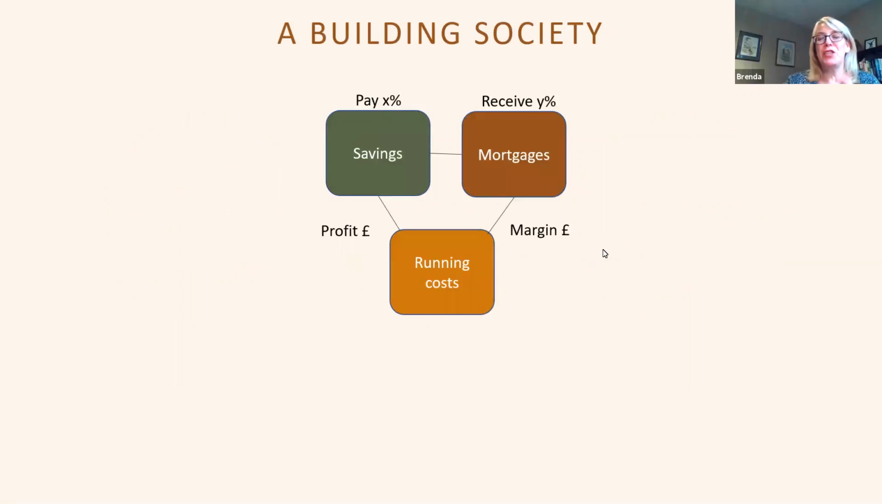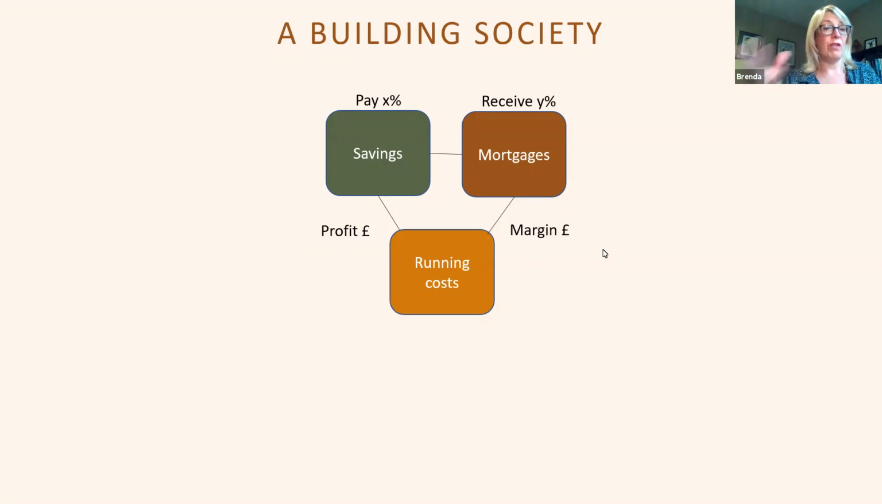I first got introduced to this when I worked for a building society, and I've put up here the core business model of a building society. I'm sure you'll all get this. A building society's core business model is to take in savings, for which we pay the customer some interest, and then we lend that money out to other customers who want to buy a home, in terms of mortgages, and for that we receive interest from them. The difference between the interest we make on mortgages and what we pay out on savings is what's called the margin.